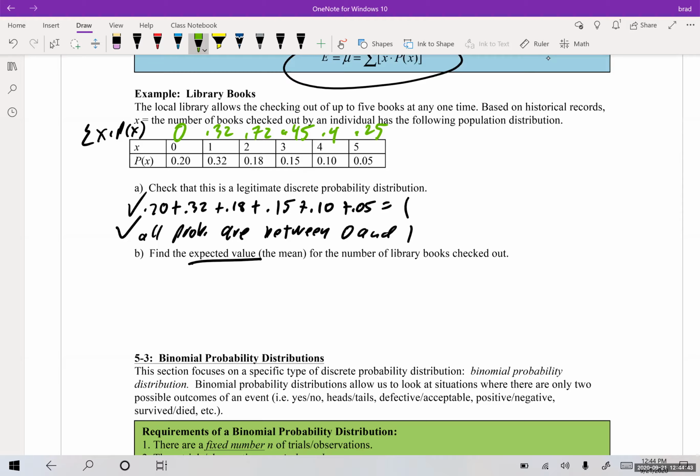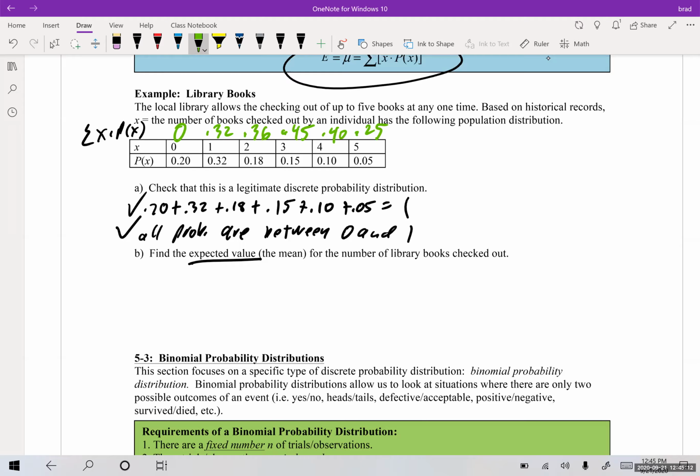Let me just double check and make sure that's right. Yeah, it looks good. Oops, I think I got one wrong. I don't know why I squared the 2. Yeah, this is supposed to be 0.36. Sorry about that, you guys.